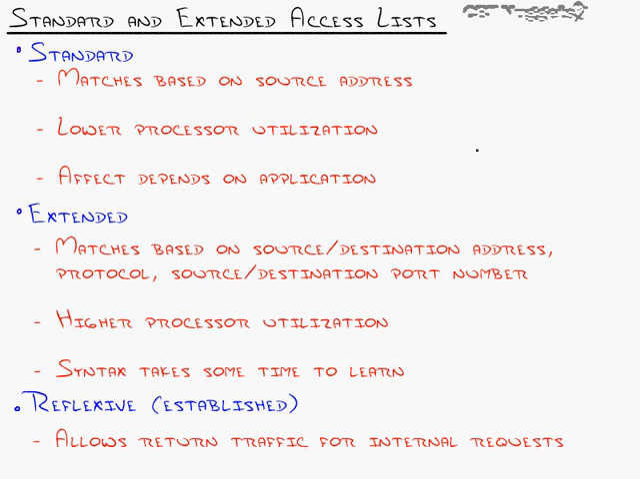So let's draw up our little host again. We've got that 192.168.1.100 connected to the internet. If I was using an extended access list, I could say 1.100 is denied from accessing, we'll say, google.com, the google.com's IP address, using TCP.